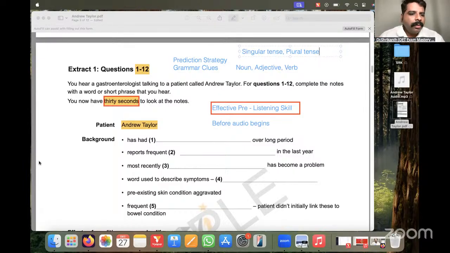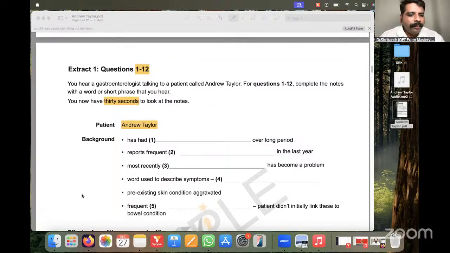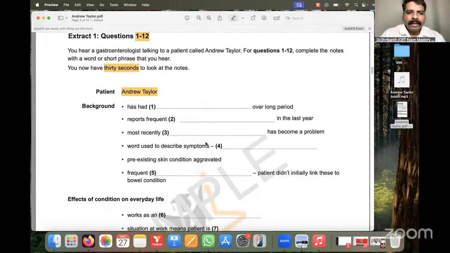So now what we're going to do is first and foremost, I'm going to play the audio over here. And then once we finish with the audio, I will show you the answer keys and then we'll have a brief discussion regarding this. All right. Now, let's just read the 12 questions over here. So the patient's name is Andrew Taylor.